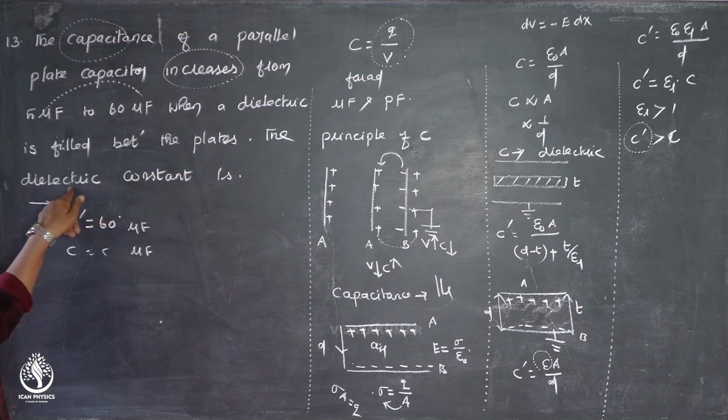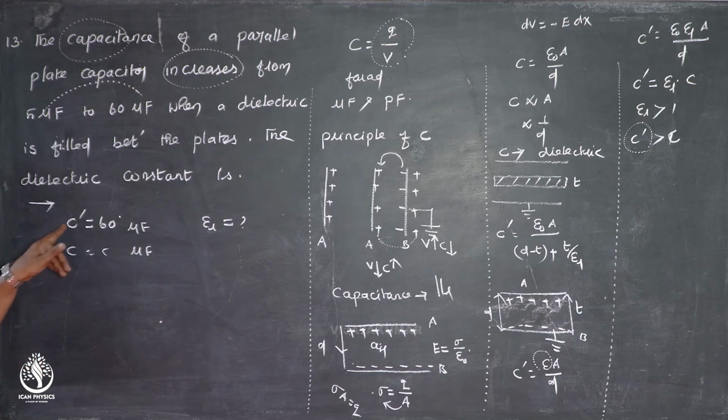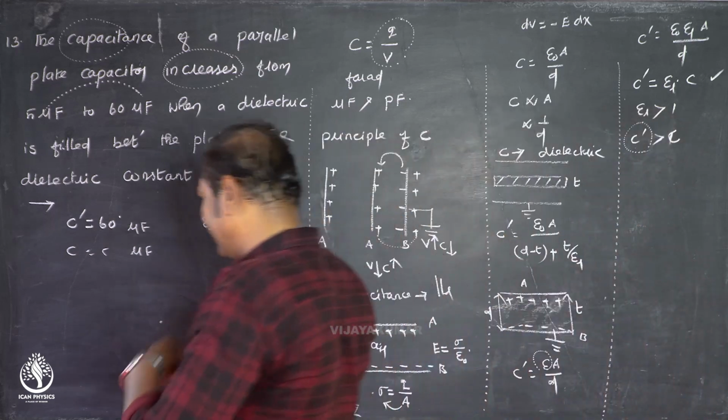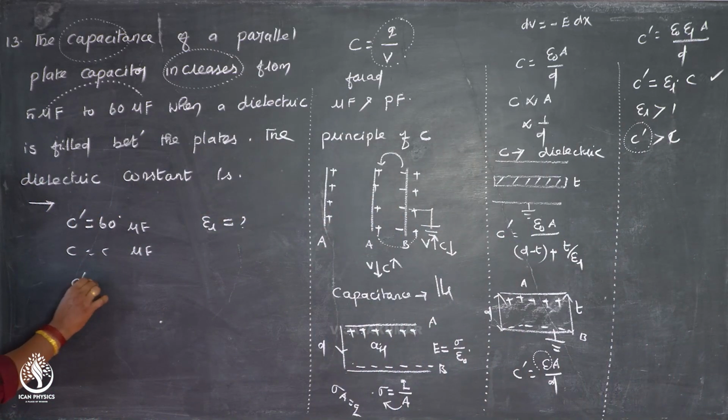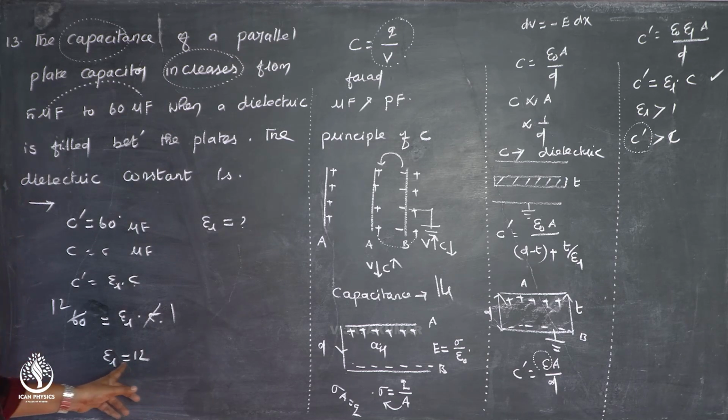The dielectric is filled between the plates. The dielectric constant: so what is the dielectric constant? Epsilon R equal to. By relating these three, what may be the formula? C dash equal to epsilon R times C. So what is the value of epsilon R? C dash 60 equal to epsilon R into C 5. 1 5 is 5, 12 5s are 60. So epsilon R equal to 12. It is a dimensionless variable, so epsilon R equal to 12, which has no unit.